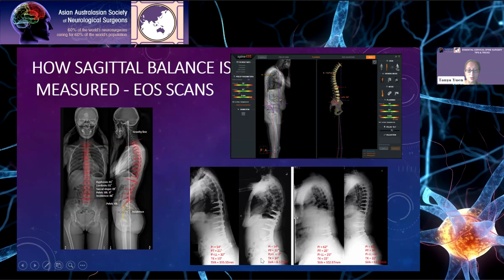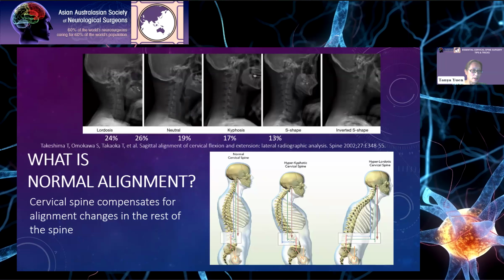So that's where these parameters can help objectively help us to reach more of a sagittal balance profile. So what is normal alignment?